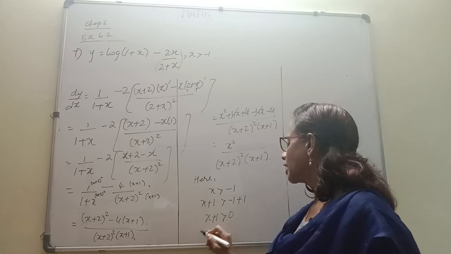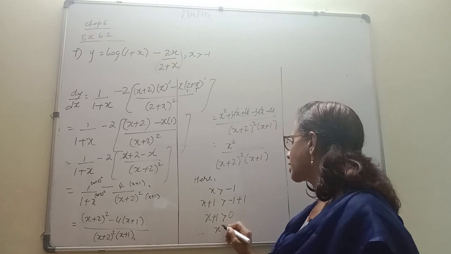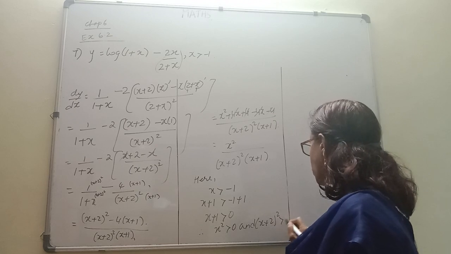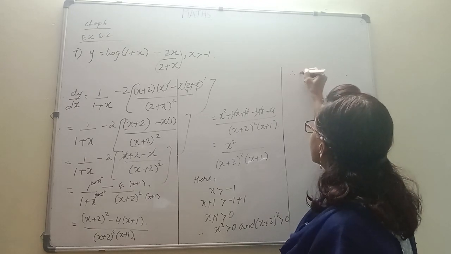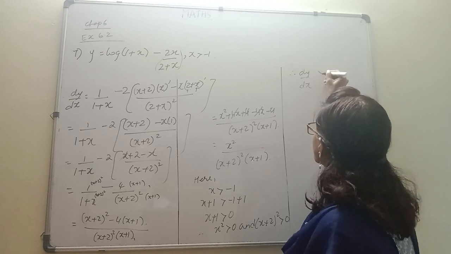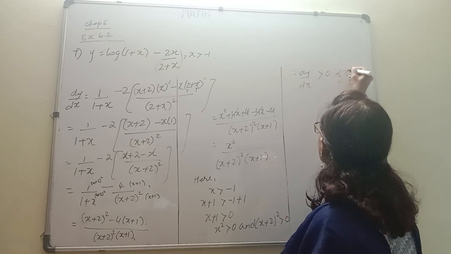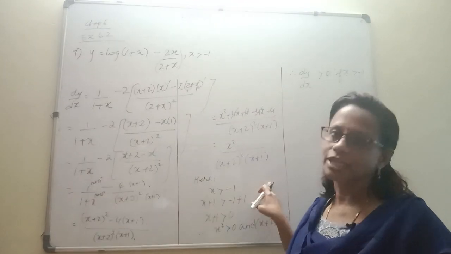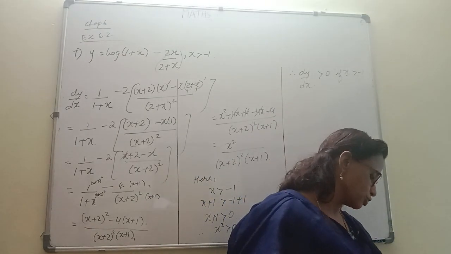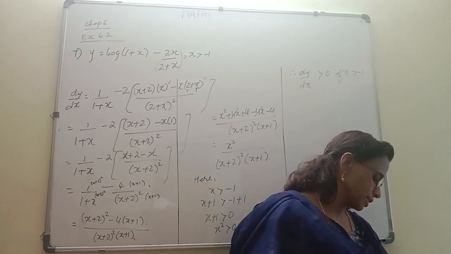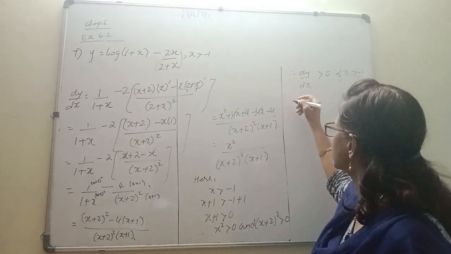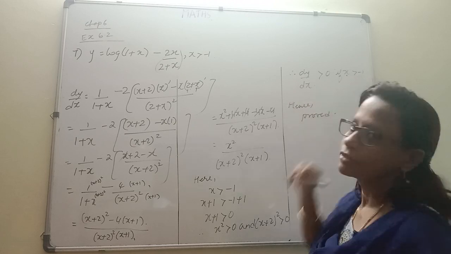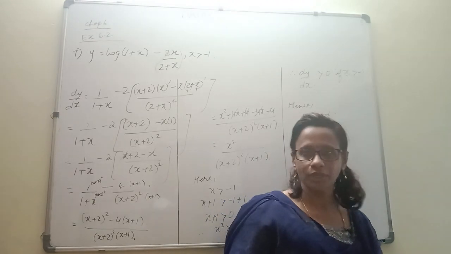Therefore, x squared is positive and x plus 2 the whole squared is also positive, and like that dy by dx is also greater than 0 if x is greater than minus 1. Only if x is greater than minus 1 is that happening. So that's how we can show that it is increasing. That's what they're asking us: show that it is increasing throughout the domain. So that's it. We've proved it. Hence proved. We'll write hence proved because we've done whatever they have asked us.